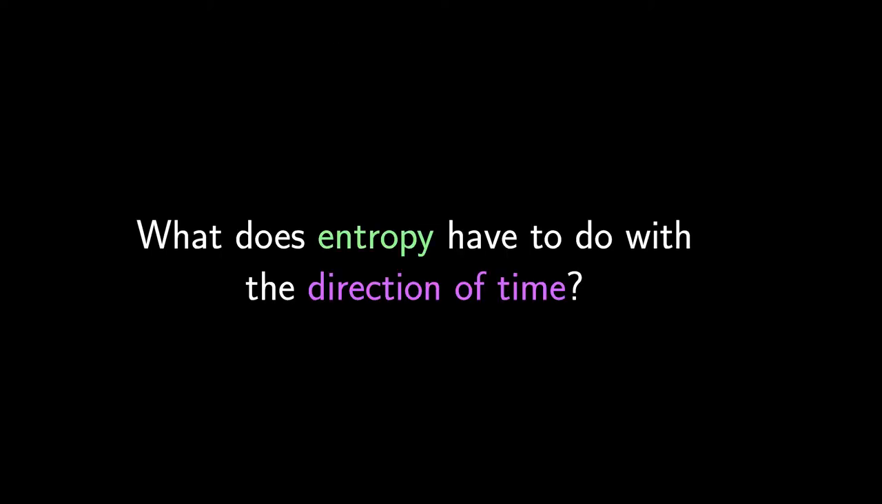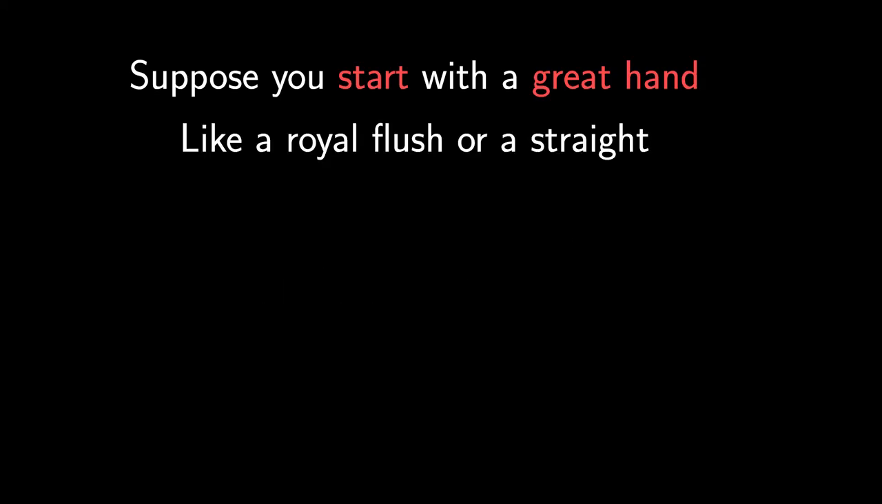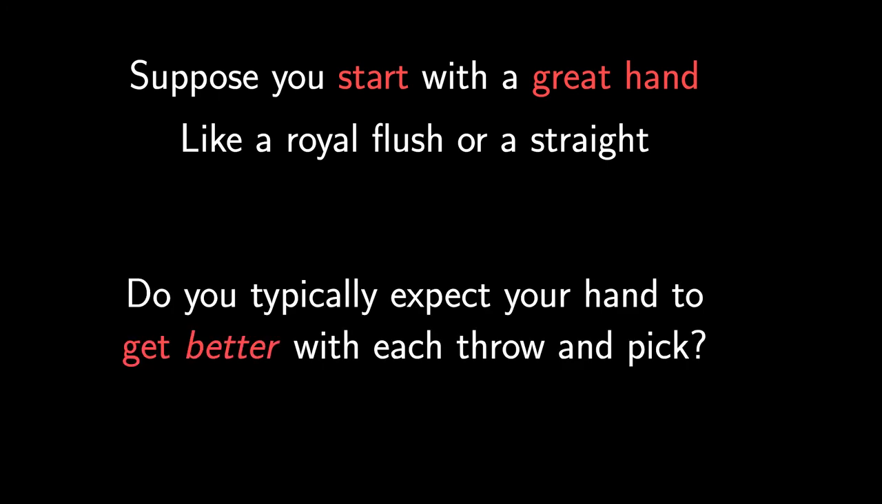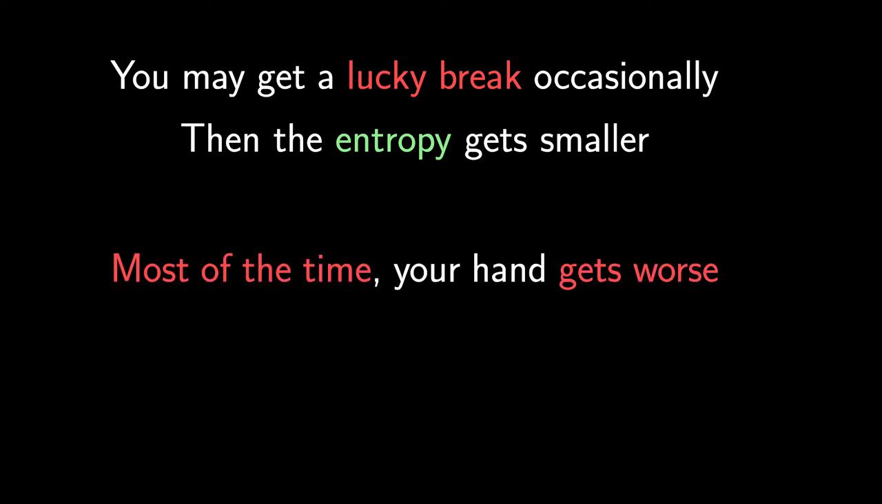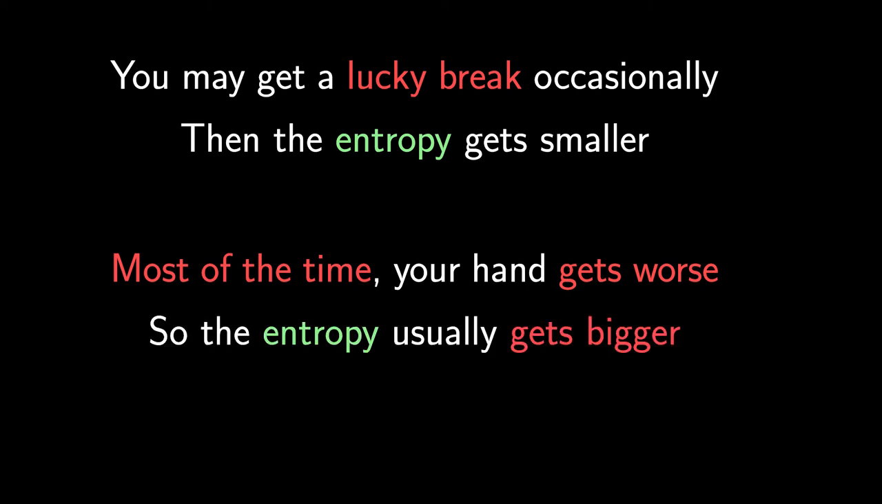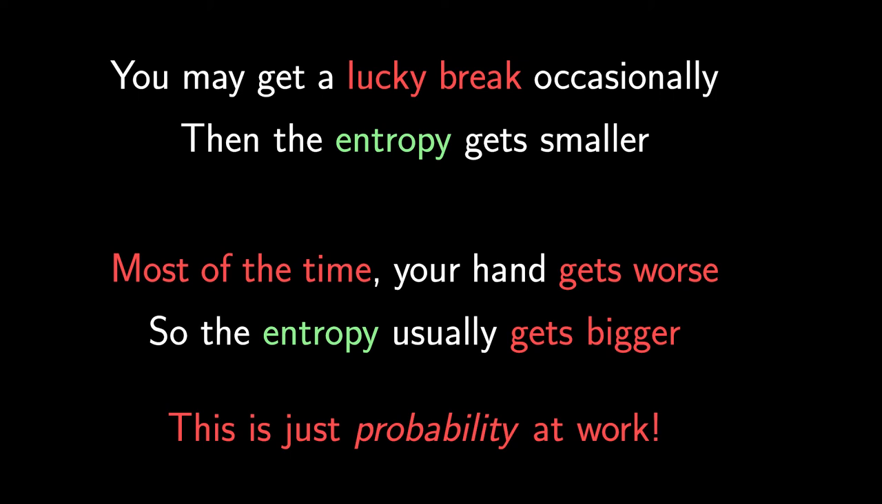What does entropy have to do with the direction of time? This features very prominently in the movie. Well, suppose you start with a great hand, like a royal flush or even just a straight. Do you typically expect your hand to get better with each throw and pick, or get worse? Well, you may get a lucky break occasionally. In that case, the entropy would go down. You get a rarer hand. But most of the time, your hand gets worse. So the entropy usually gets bigger. This is just probability at work. Okay? This happens because it's just the nature of probability that you're more likely to end up in situations with more possibilities than fewer possibilities.